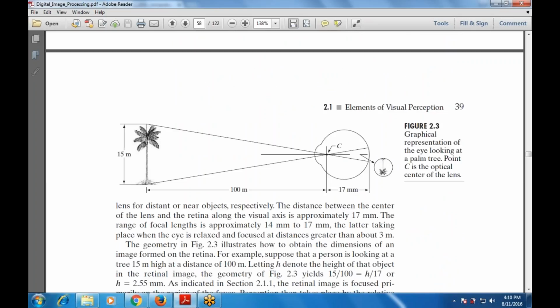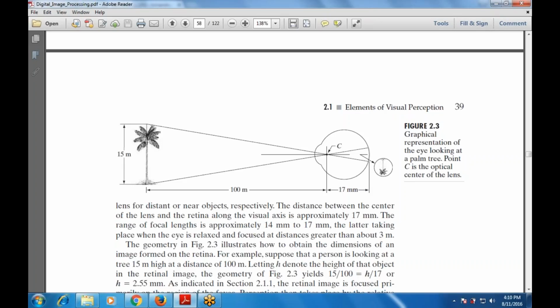If I'm talking about the human eye, this is one of the diagrams showing how it is focused or how it is viewed, looking at a palm tree. Point C is the optical center of the lens. This is a graphical representation of the eye looking at a palm tree, used for distant or near objects respectively. The distance between the center of the lens and the retina along the visual axis is approximately 17 mm, and the focal length ranges from 14 mm to 17 mm, for distances greater than about 3 m.